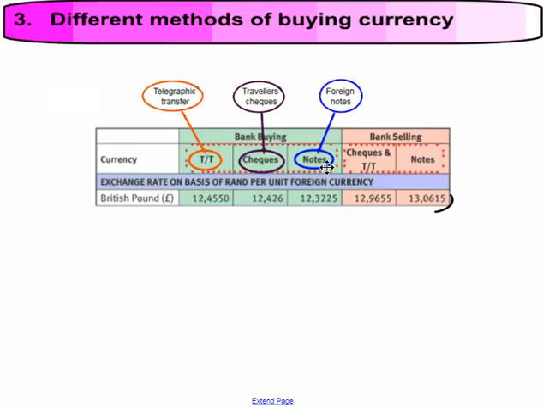Okay, so the British pound, and if you have a look here, the bank will sell to you for 13 Rand 0615, and you realize how long ago this was, because the exchange rate is closer to 16 Rand at the moment. So 16 Rand to 1 US dollar. It's even more to the pound.